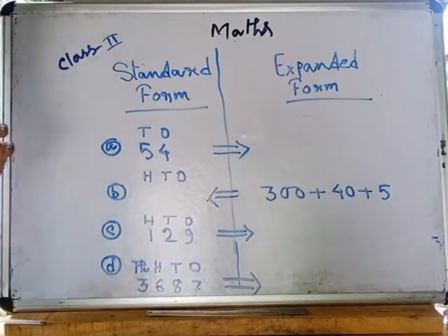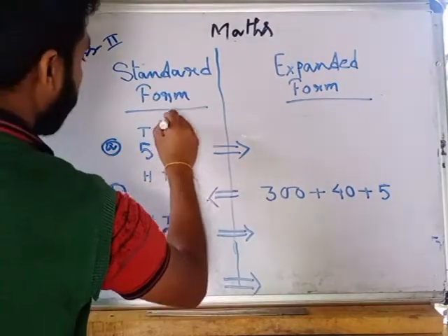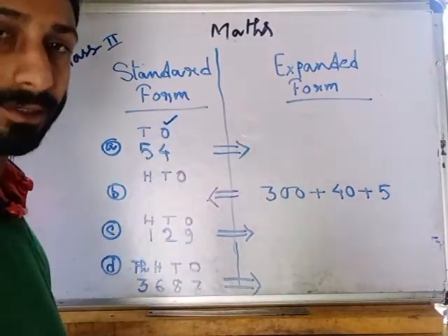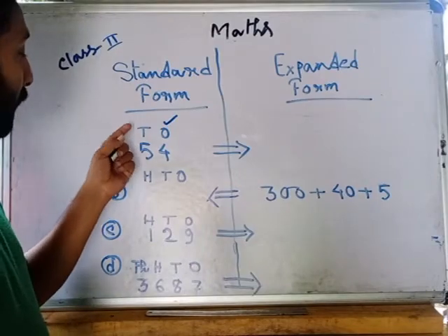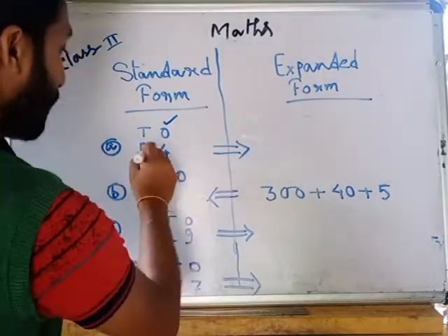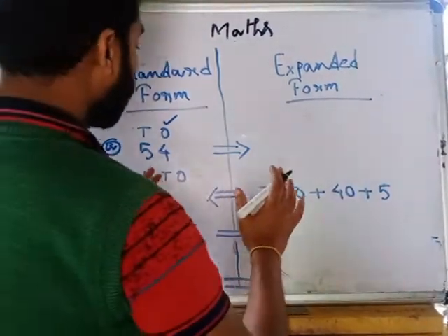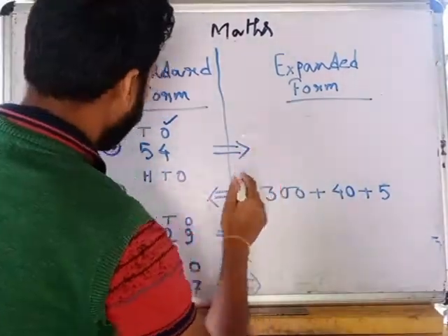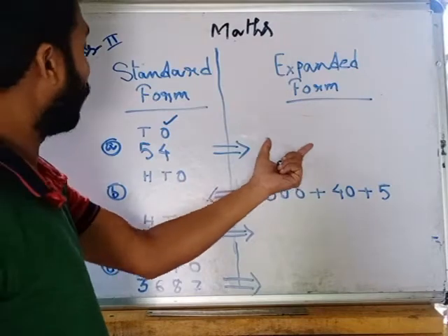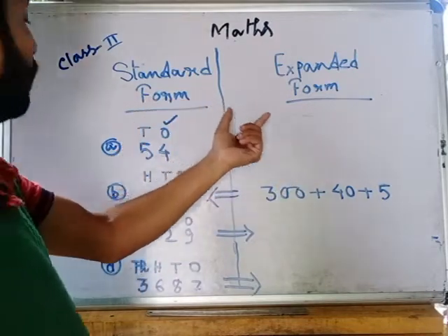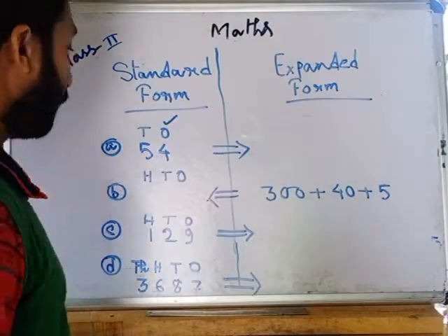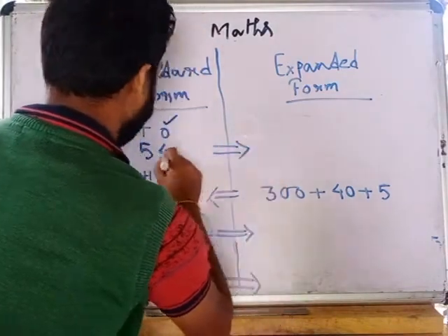Today I will start standard form or expanded form for class 2 maths. If it is 54, that means 4 is at the place of ones, and 5 is at the place of tens. That means we should expand the form according to the place value of the numbers, like this.